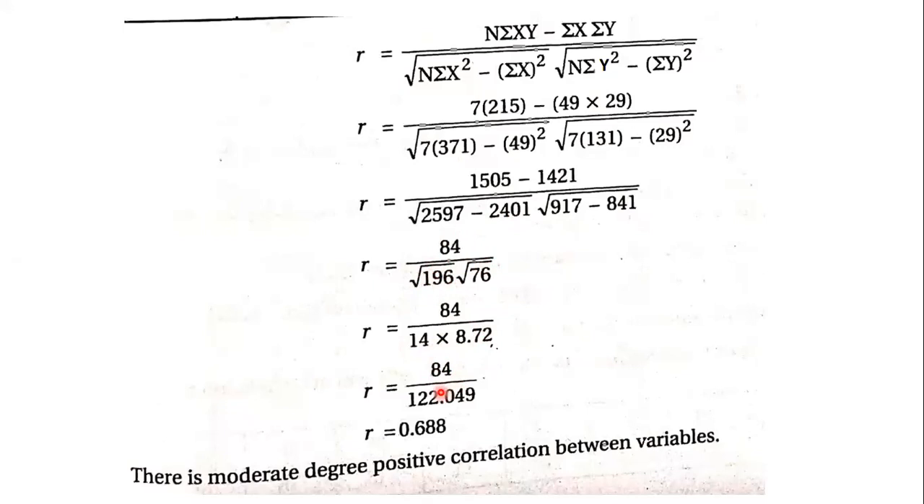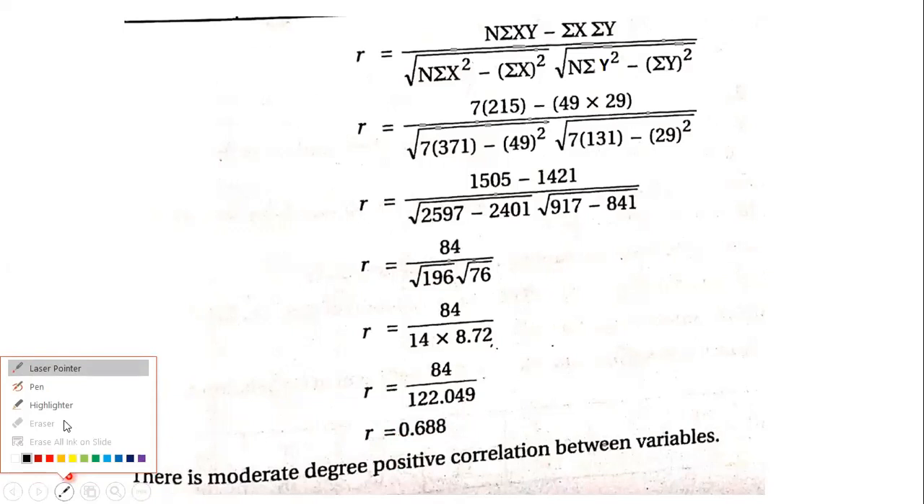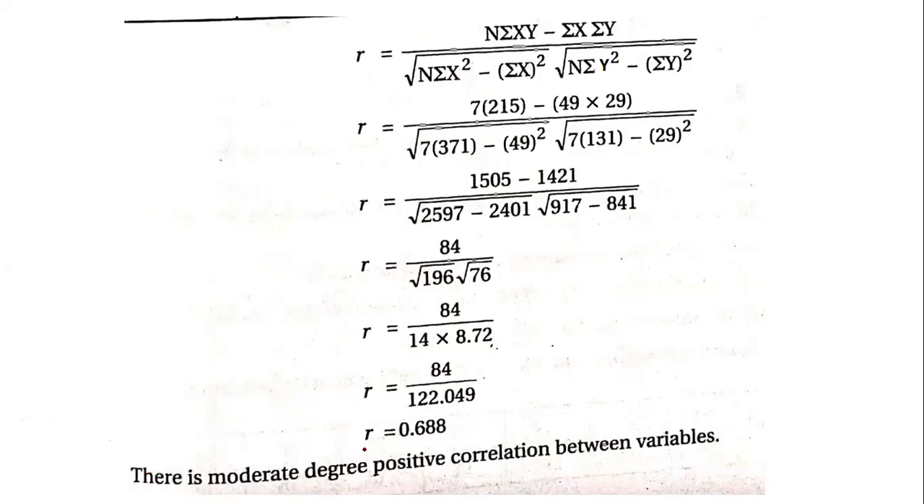So 84 by 122.049 will give me the correlation coefficient of 0.688. Now, once I get the value of the correlation coefficient, my next step is to analyze it using the timeline. In the timeline, we have +1 and -1, the value in the center is 0, and I have two other boundary values, which are 0.25 and 0.75.